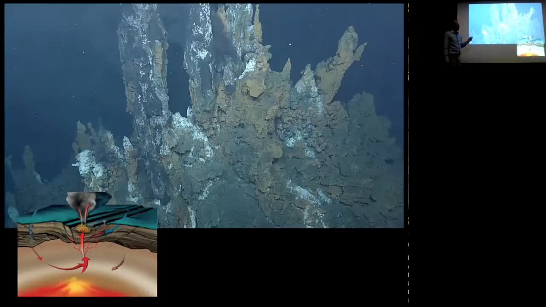For those of you who are interested, when the talk is over, on that table over there, I have a piece of one of these chimneys, and we'll turn the lights off, and you can take a look at it.